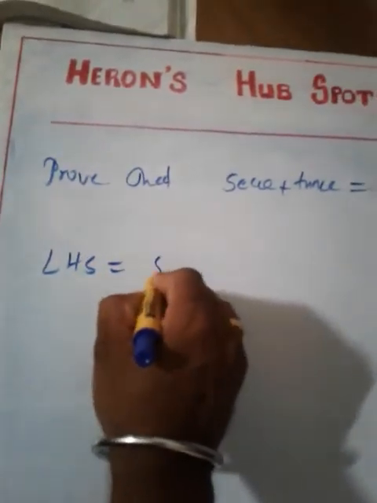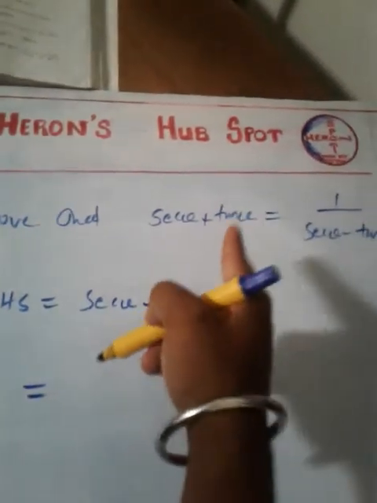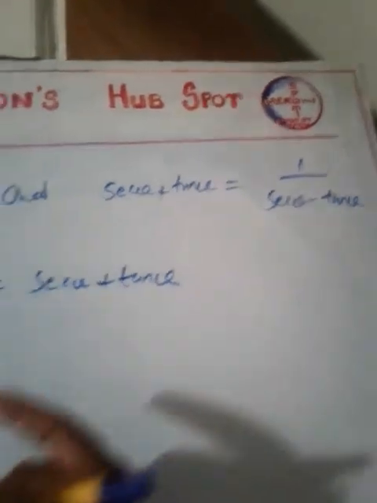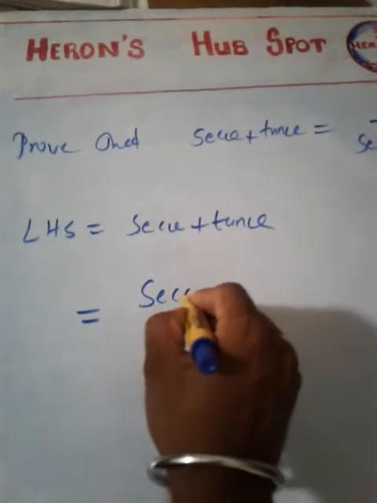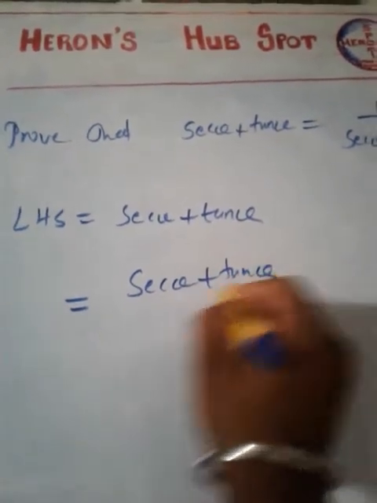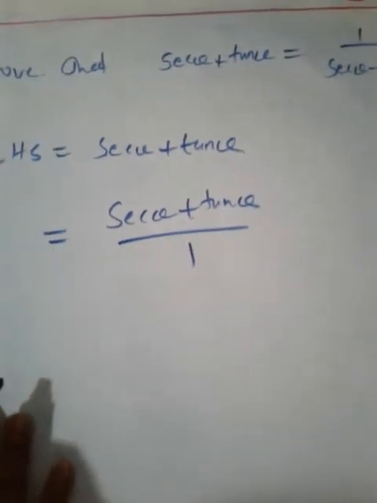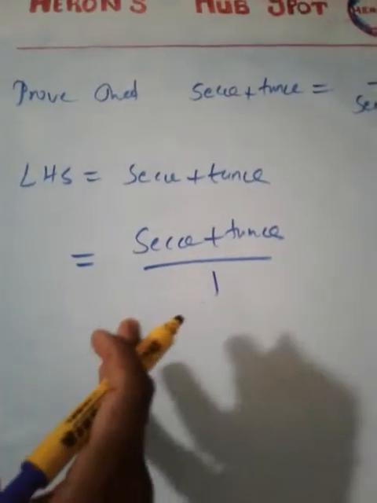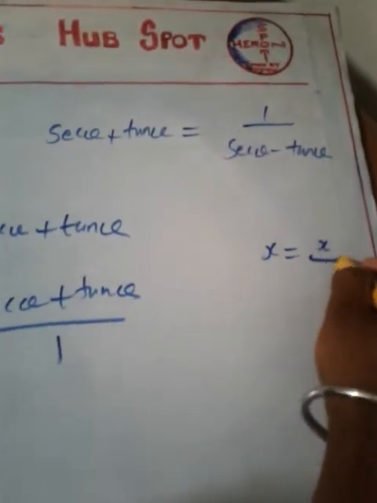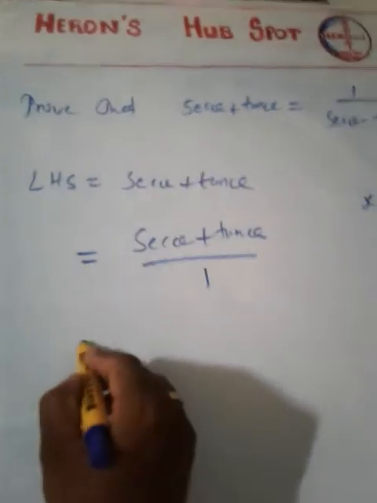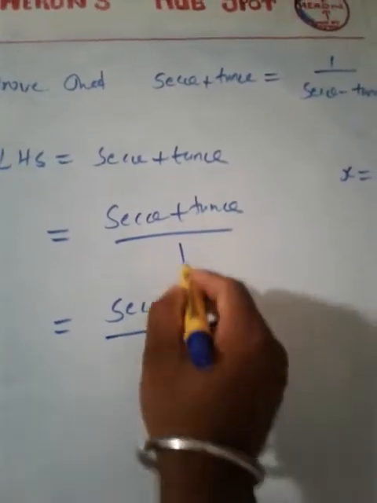What LHS says: sec theta plus tan theta, no? I have to make this sec theta plus tan theta as 1 by sec theta minus tan theta, isn't it? So I'm going to write sec theta plus tan theta as sec theta plus tan theta by 1. Can I write it like this? Of course we can, because for every number we can give a denominator of 1, like x we can write as x by 1, no? Just like that.